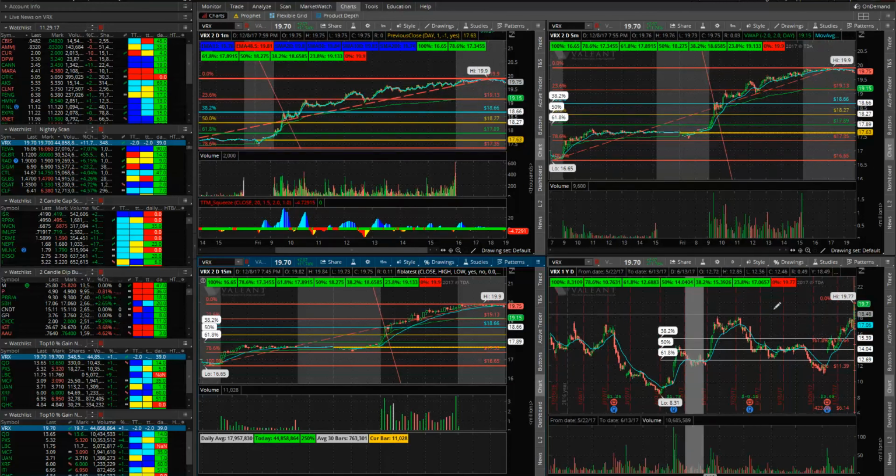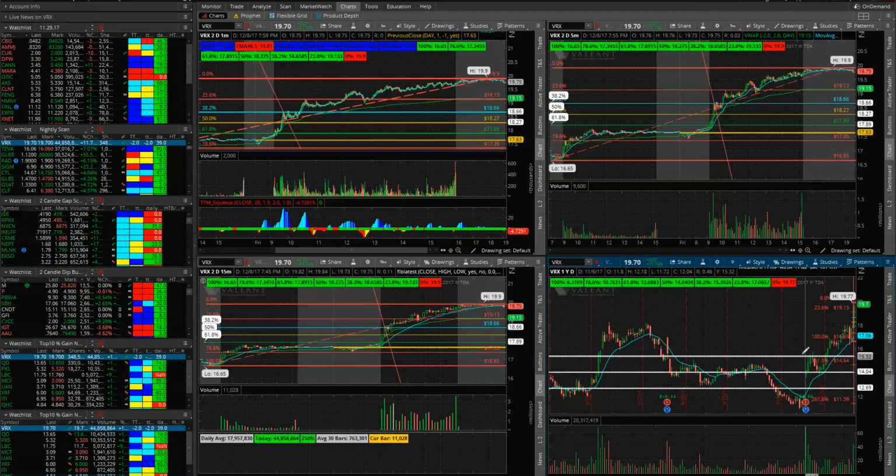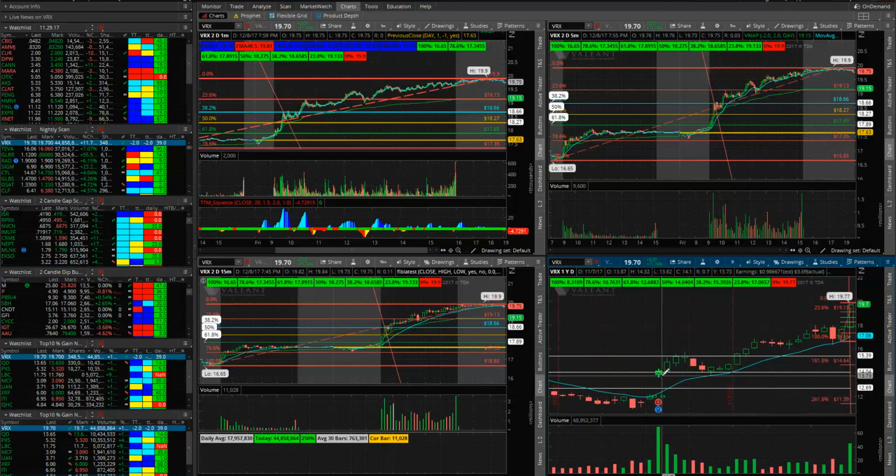But first off, you always look at the yearly to see what the stock does. And this stock has been on a tear. Look at this on the yearly. Look at that. It pulled back to the 50 and then continued on up on the yearly.